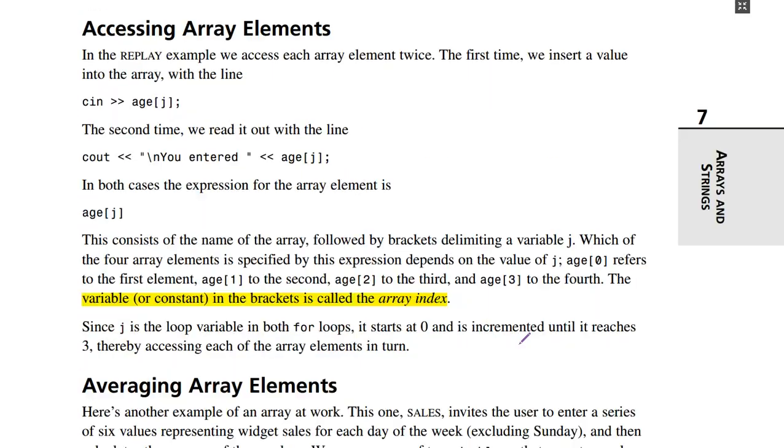Okay, so these different headings have been already covered. How you can access the array elements. You can read some number into the array by writing cin. You can print the number. You can read the number by writing cout age j.